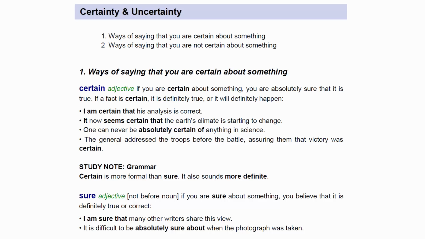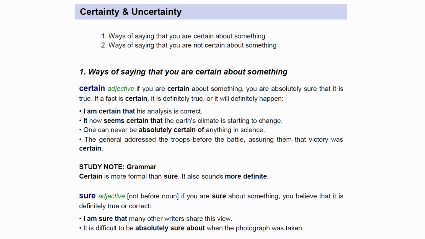We'll be focusing on two things. Number one, ways of saying that you are certain about something, and ways of saying that you are not certain about something. Let's make a start. Ways of saying that you are certain about something. Certain is an adjective. It means if you are certain about something, you are absolutely sure that it is true. If a fact is certain, it is definitely true, or it will definitely happen.